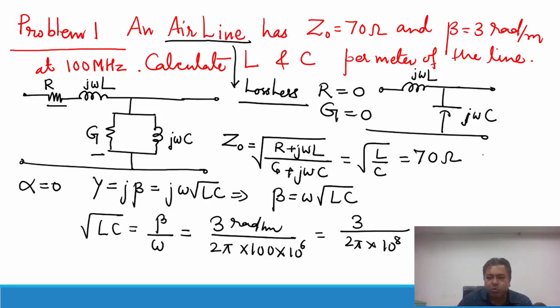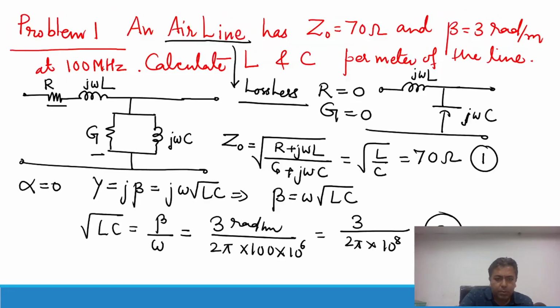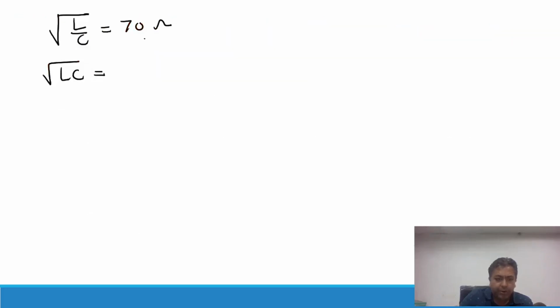Now I am having two equations. One is Z0 equal to root L by C equal to 70 ohm. Another one is root over LC equal to beta by omega equal to 3 upon 2 pi into 10 to the power 8. This is equation number 2. And with the help of these two equations, it is very much clear. If I multiply these two equations, let me write what I will get. Root L by C is equal to 70 ohms, and under root LC is equal to 3 by 2 pi into 10 to the power 8. I can also write 3 by 2 pi into 10 to the power minus 8, no issue.